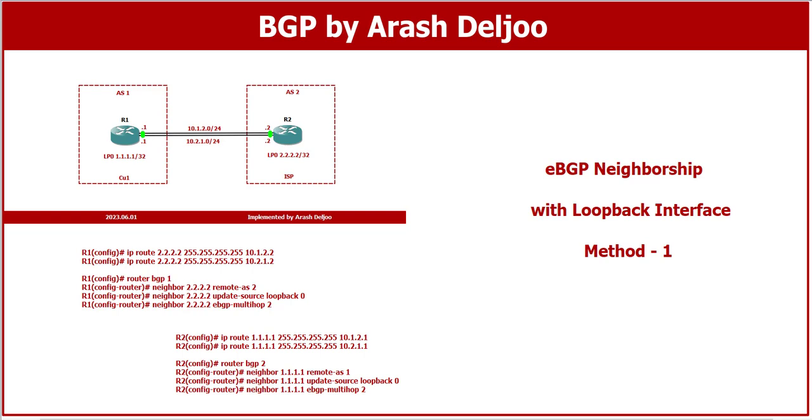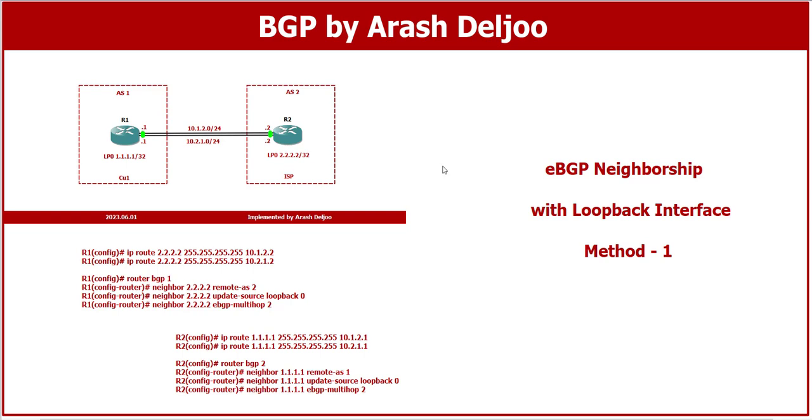As you can see here, we have two routers, router 1 and router 2. Router 1 is residing in the AS1 and router 2 in AS2. And also we have two loopback interfaces on these two routers. On router 1, loopback 0 with the IP address of 1.1.1.1/32. In router 2, 2.2.2.2/32. And I want to configure eBGP neighborship between them with loopback interfaces.